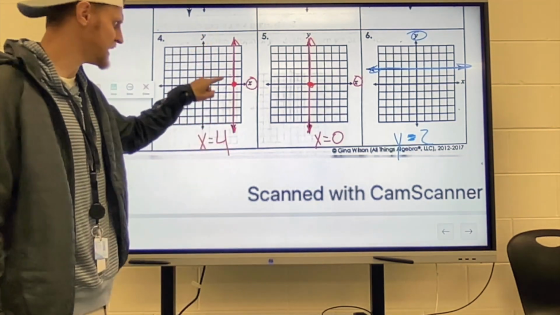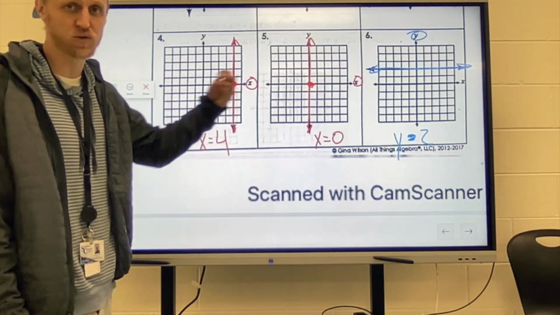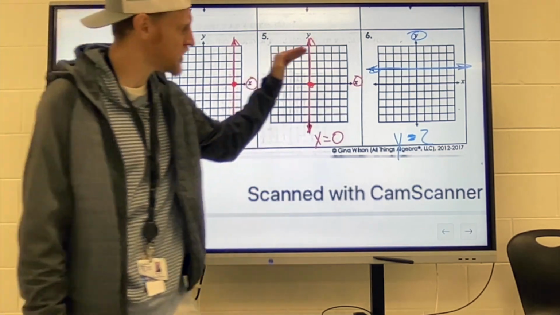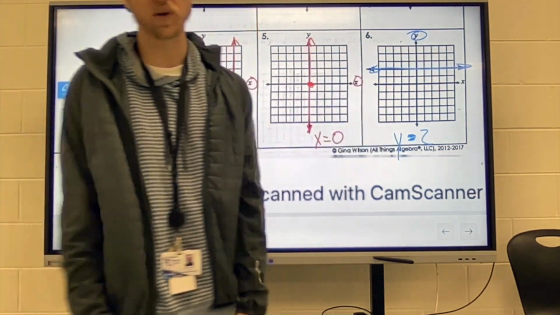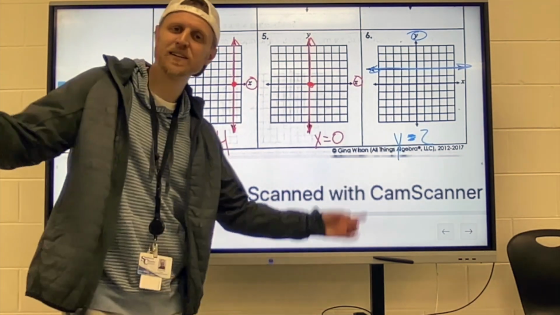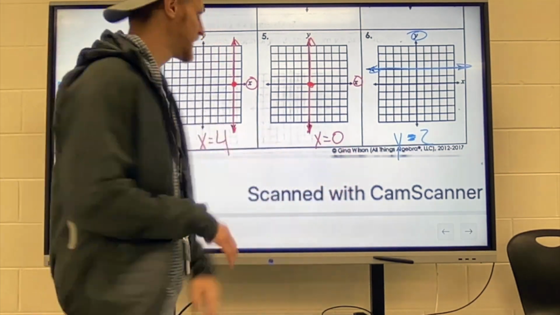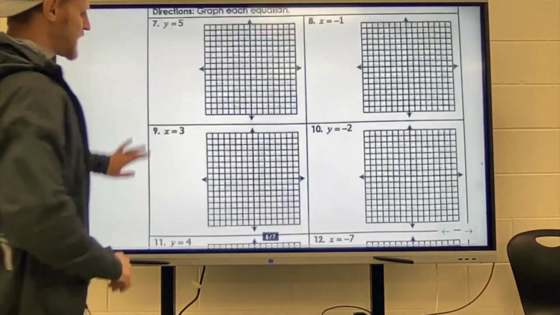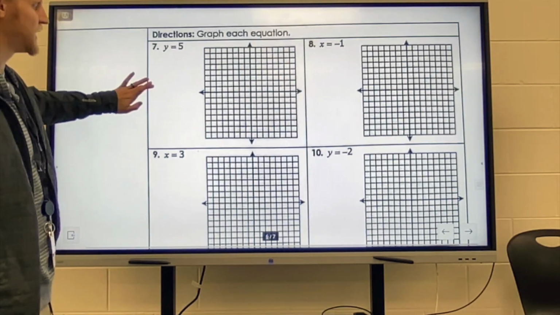If it's crossing the x-axis, it's x equals whatever that number is. And if it's crossing the y-axis, it's just y equals whatever that number is. So even if you can't remember it, it's still easy if you know how to do it. If you flip that over to the back, it's just asking you to do the complete opposite.